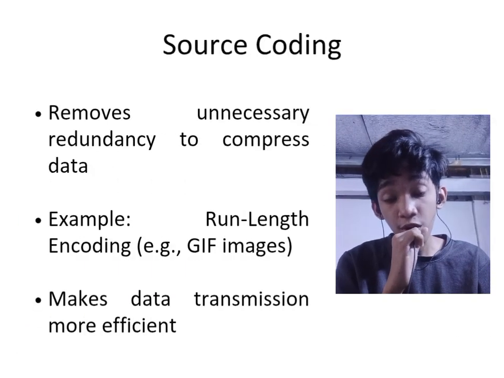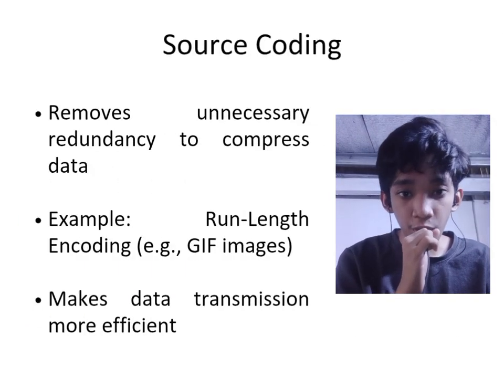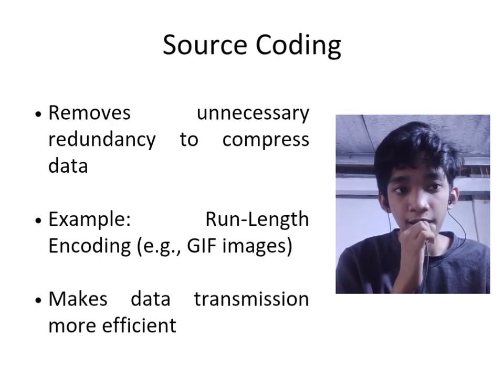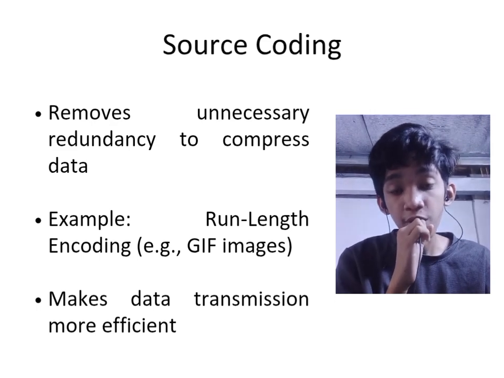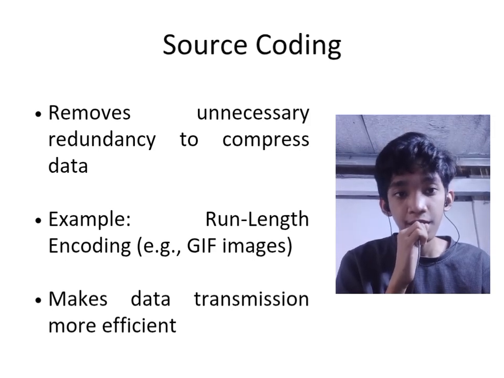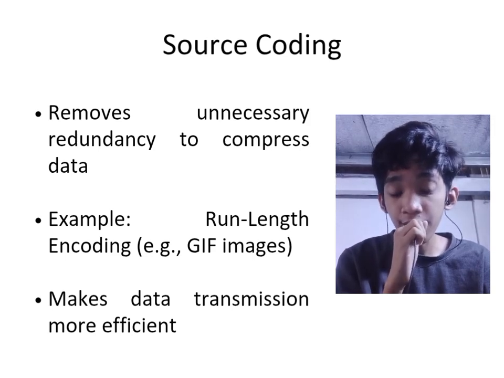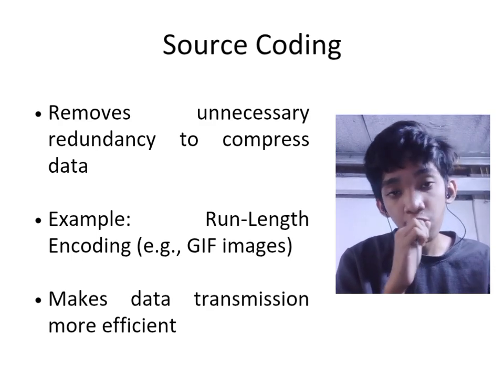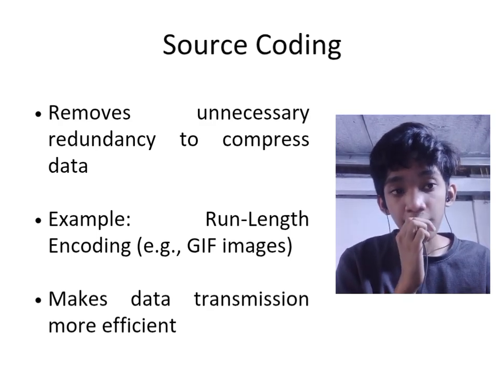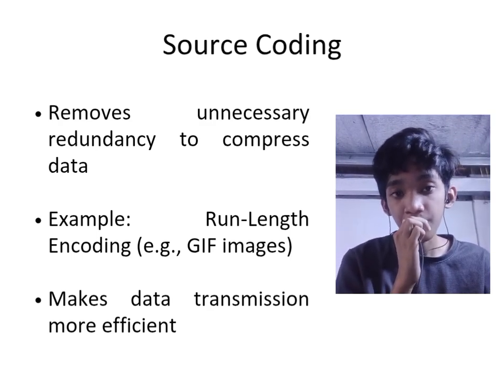First, let's talk about the first step, which is called source coding. This step focuses on making the data smaller and more efficient to transmit. It removes unnecessary redundancy to compress data. Just like zipping a file on your computer, source coding makes the data lighter.